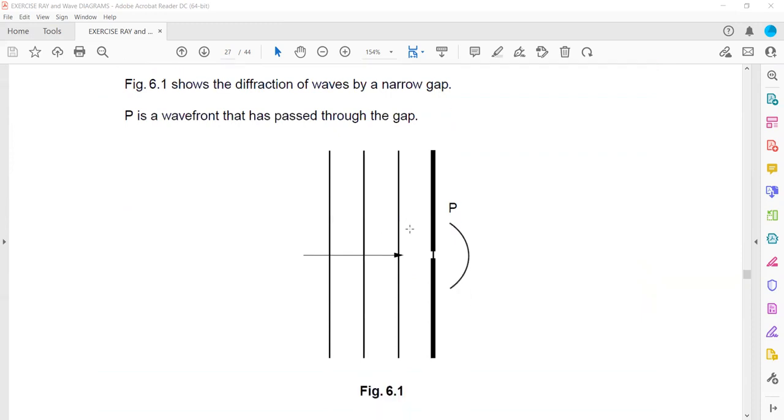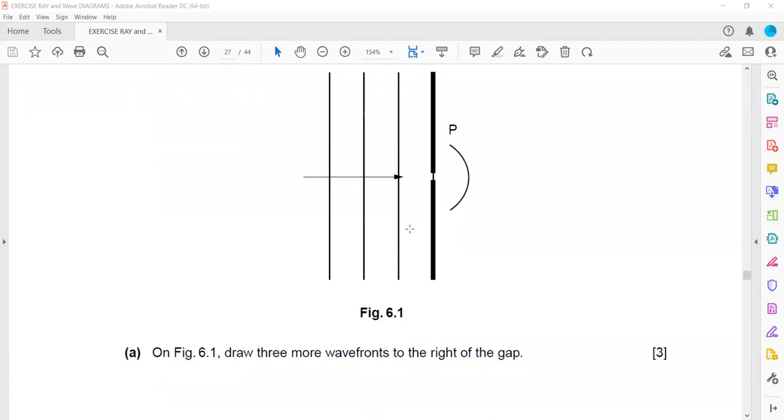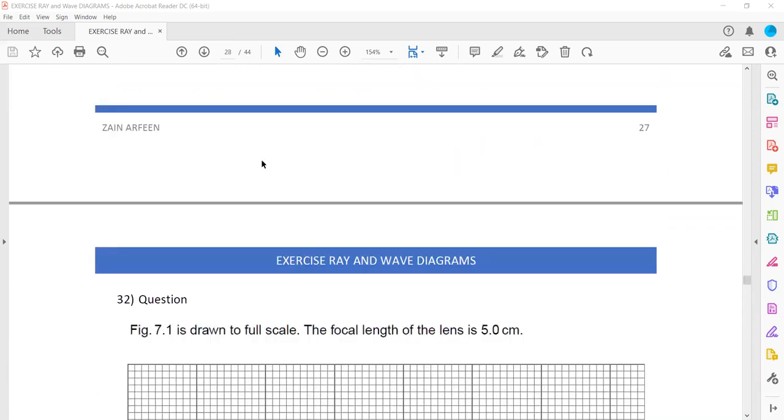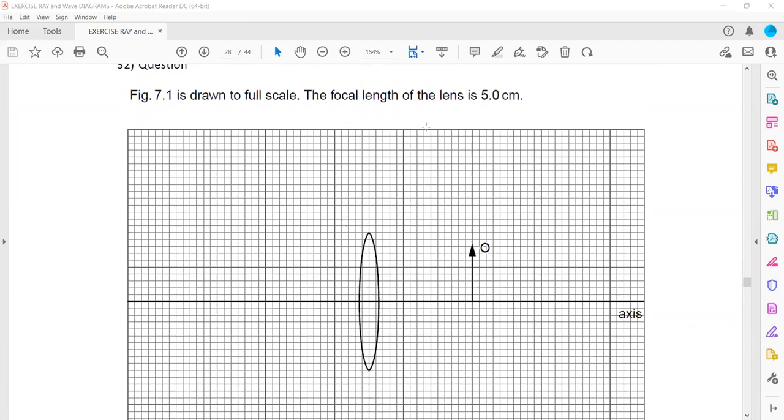Figure 6.1 shows a diffraction of a wave in a narrow gap. Three more wavefronts we have to draw. We just have to complete it. Using a compass, you will draw three wavefronts, but keep in mind the wavelength should be the same. The wavelength should not change. Then Figure 7.1 is drawn.